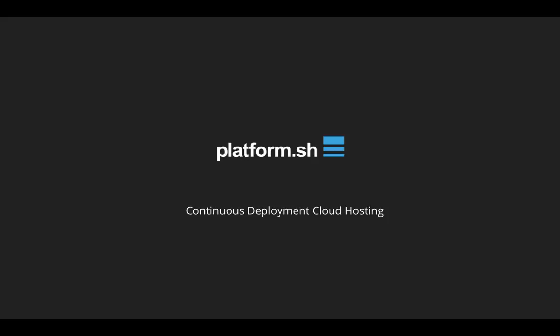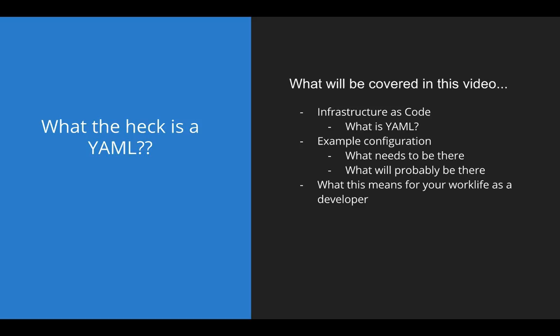This video is going to be a quick walkthrough of how you configure your project to run on Platform.sh. What we're going to cover in this video is the concept of specifying your project's infrastructure as code. We're going to quickly introduce the YAML file format and show you how to use it to configure a basic project on Platform.sh, as well as show you some more intermediate configuration you're going to be putting to use on your project. Finally, we'll get into a little bit of what this means for you as a developer.